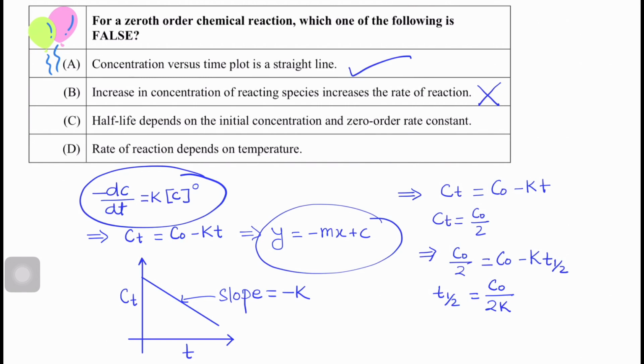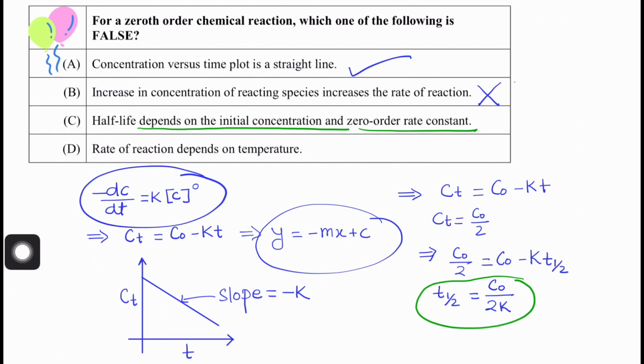So this is the expression for the half-life. And we see that the half-life depends on the initial concentration, that is C naught, as well as on the zero order rate constant, that is K. So this statement is again correct.